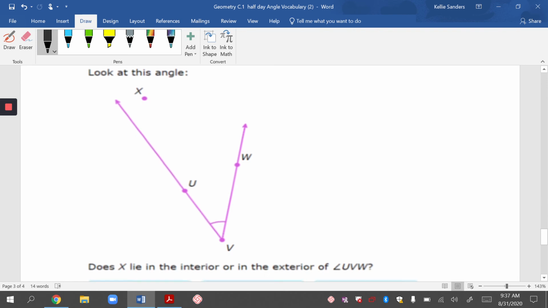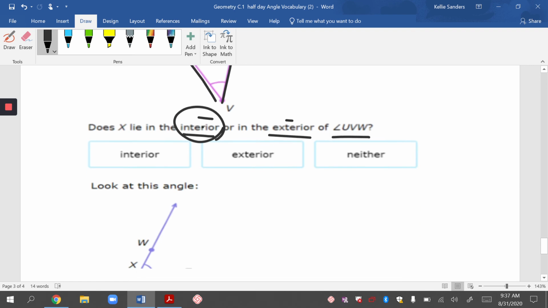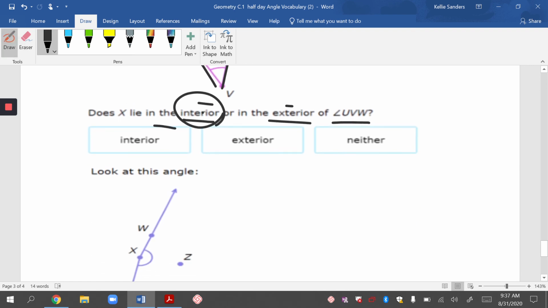Look at this angle. Does X lie in the interior or the exterior of angle UVW? Here's X, and here is your angle. If we extended that out, would X be on the inside or the outside? It would be on the inside. So we would write interior.